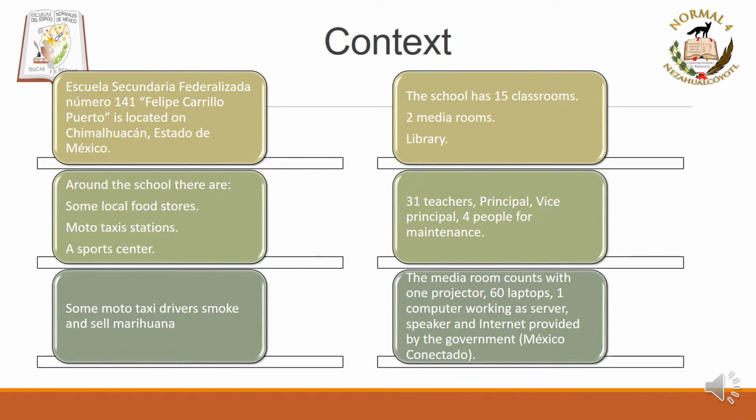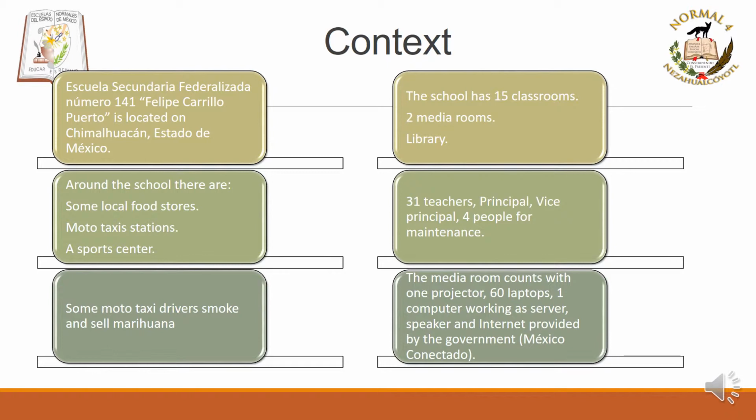Then we start with the context. First of all, the name of the school is Escuela Secundaria Federalizada número 141 Felipe Carrillo Puerto, which is located in San Agustín Atlapulco, Chimalhuacán, Estado de México. Then, around the school, there are some local food stores. In these local food stores, some teachers go out of the school and buy food.